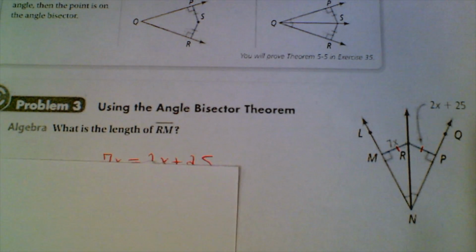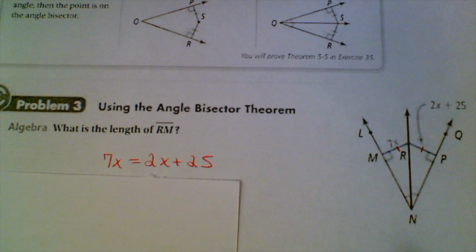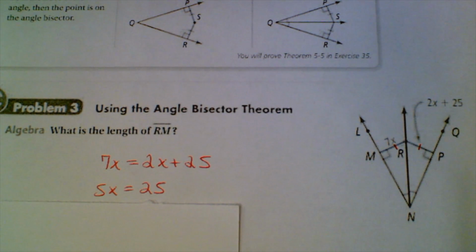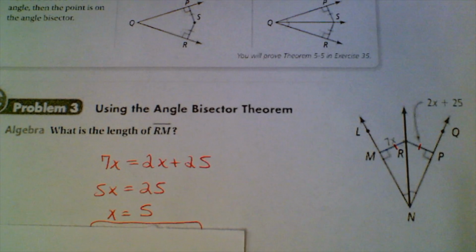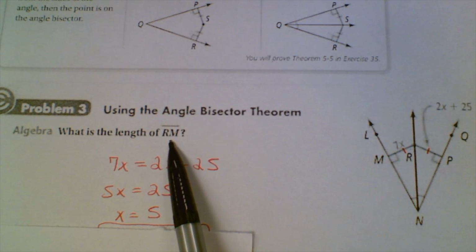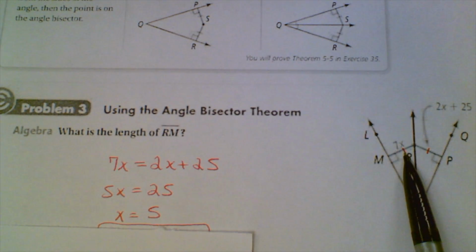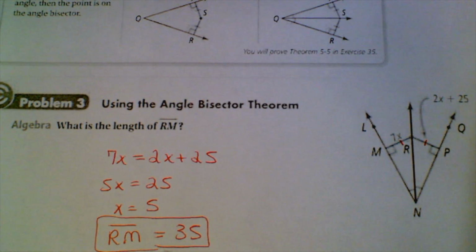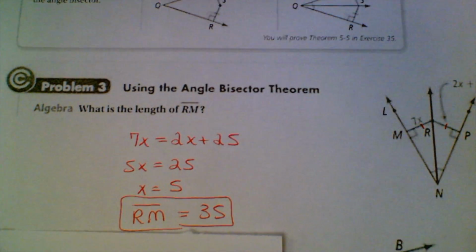So I'm going to set up an equation where I do 7x equaling 2x plus 25. I'm going to subtract that 2x over, and then I'm going to divide by 5, so I get x equals 5. Again, it doesn't ask for x, it asks for RM, so I have to plug 5 back into this expression, and I get 35 as my final answer. Pause the video and try the next question.